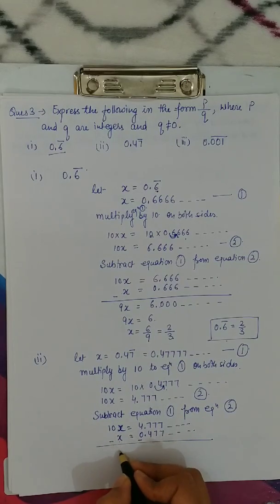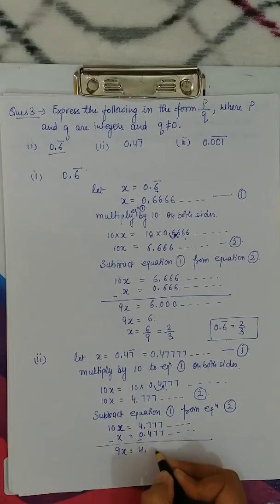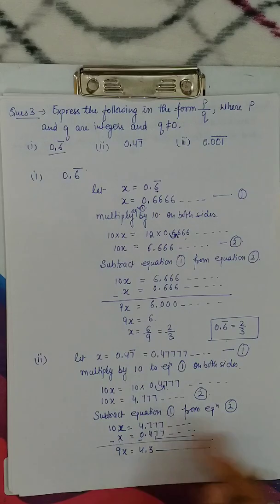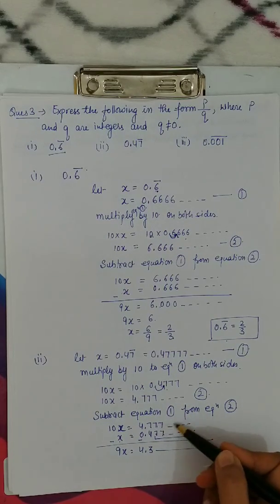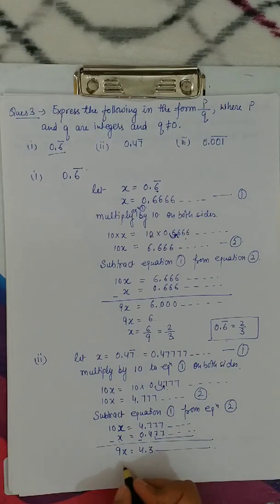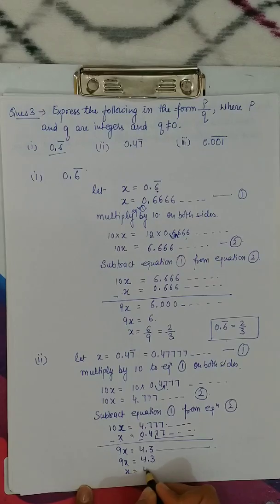10x minus x, 9x is equal to 4.7 minus 0.4, which is 4.3. And after this, all digits become 0 because we have 7 minus 7, 0, 7 minus 7, 0, and so on. We have the same digits, 7, 7, 7, and so on. So now we have 9x is equal to 4.3, or we can write it as x is equal to 4.3 by 9, or x is equal to 43 by 90.